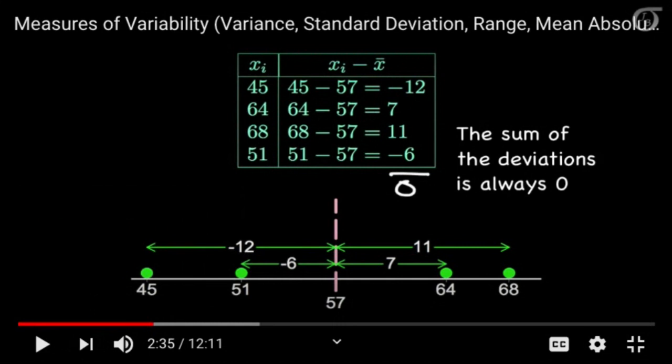Remember that if you get a problem and you add up all the deviations that you've figured out, if it's not 0, then your calculation is incorrect. Because for any data set, the sum of the deviations is always 0. So you're going to have negatives, you're going to have positives, and they should always add up to 0.